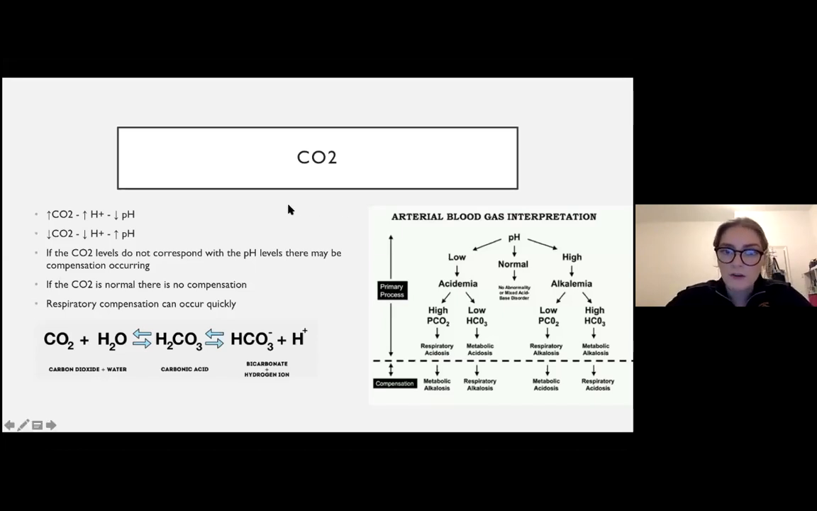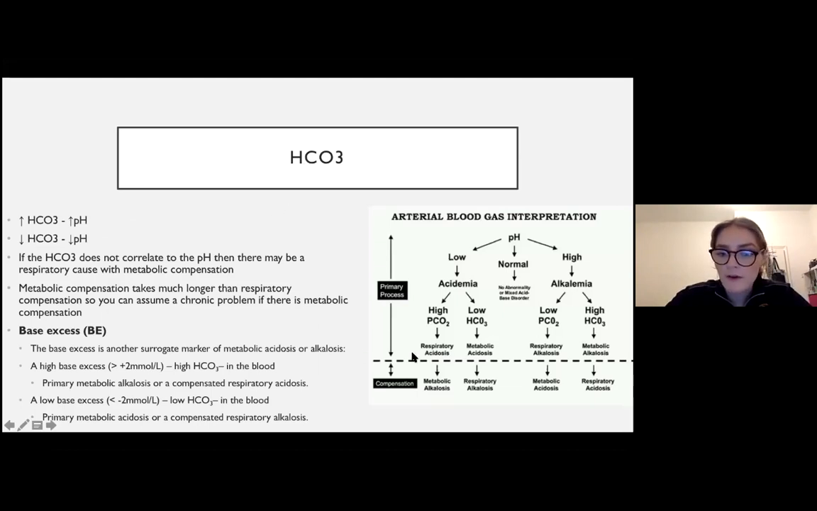The next thing to do is look at the HCO3. Even if you found that there is a respiratory acidosis, I would always recommend looking at the HCO3 to see if there's any compensation. If you increase the bicarb, it will increase the pH, and if you decrease the bicarb, it will decrease the pH. If the bicarb does not correlate to the pH, then there might be a respiratory cause with metabolic compensation. So exactly the same as I said with the CO2, but the opposite. If the CO2 doesn't correlate, then it's probably a metabolic cause. If the bicarb doesn't correlate, then it's probably a respiratory cause.